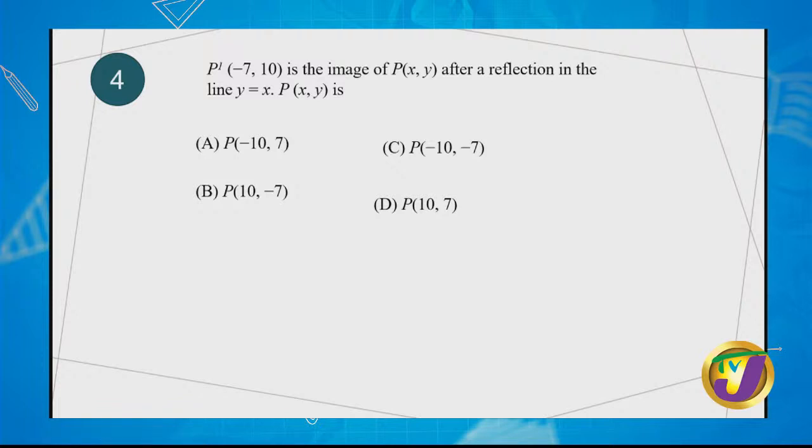It is the image of P after reflection in the line Y equals X. So does this mean that my X becomes Y and my Y becomes X? That's easy then. If my X becomes Y and my Y becomes X, is that now going to be -10, 7? No, it's going to be 10, -7. So it's actually B.